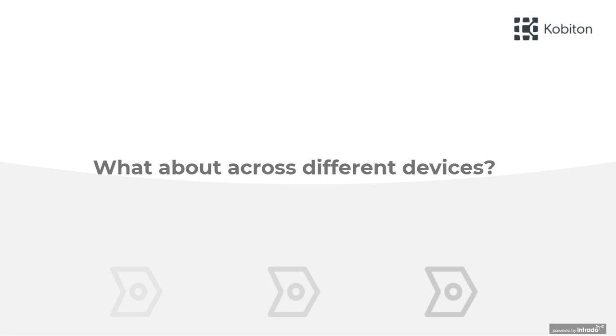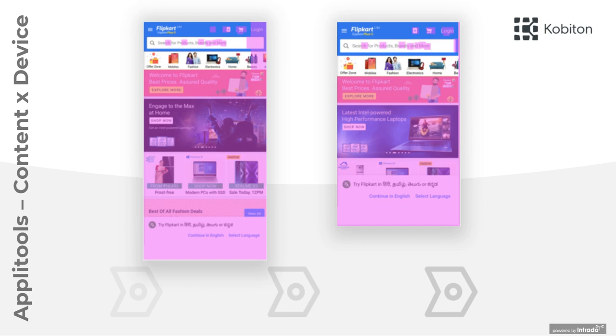But what about across different devices or different screen resolutions? What happens there, and how do we handle that? In the case of Applitools, where you're looking at content, this is a content comparison, not the layout comparison, and you're looking at two different device types, different screen resolutions, and you can see that you get a lot of noise because the content is different. Even up here, where it's the same content, right? It's the same text in the search box, but it's highlighting it as a difference. These icons at the very top are also highlighted as different, even though they're the same icon.